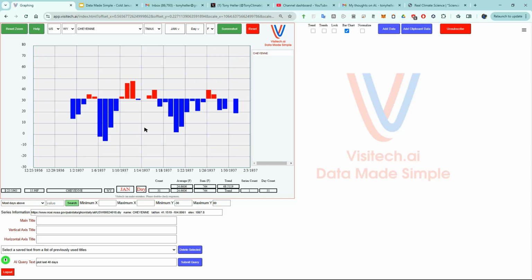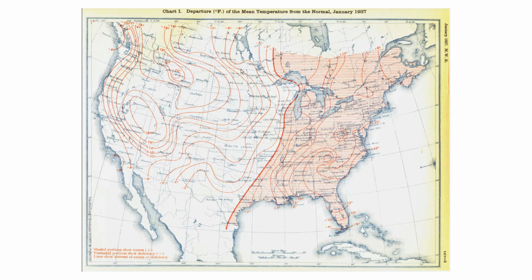Now let's look at the very cold January of 1937 here in Cheyenne. There were only a few days which made it above freezing that month, and temperatures averaged about 13 degrees below the long-term average. The U.S. Weather Bureau published this map in 1937, showing that January was very cold in the western U.S. and very warm in the eastern half of the country.